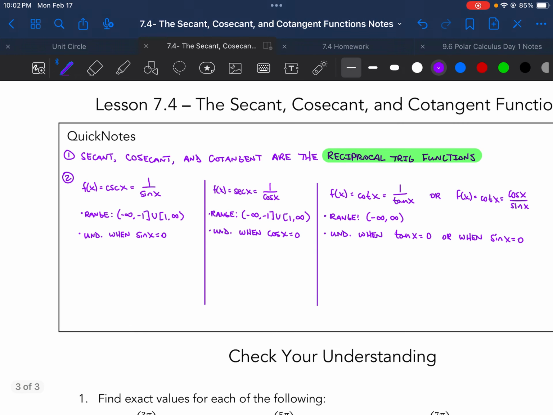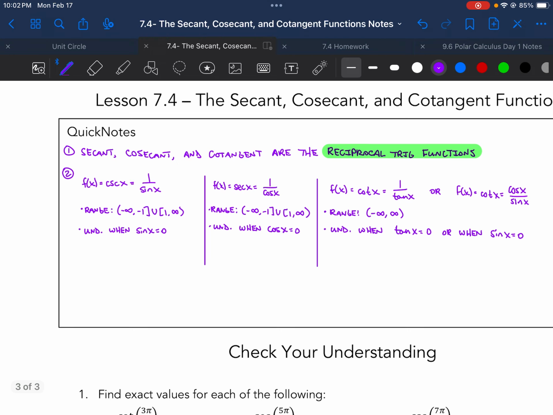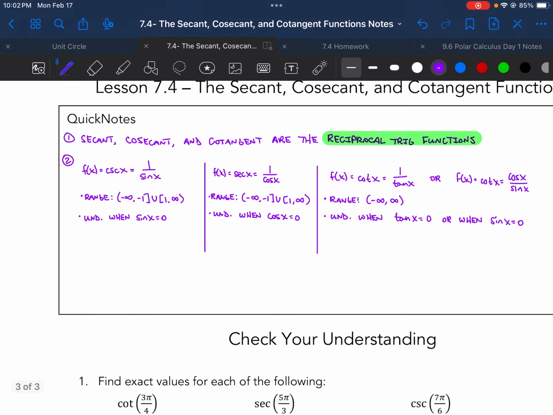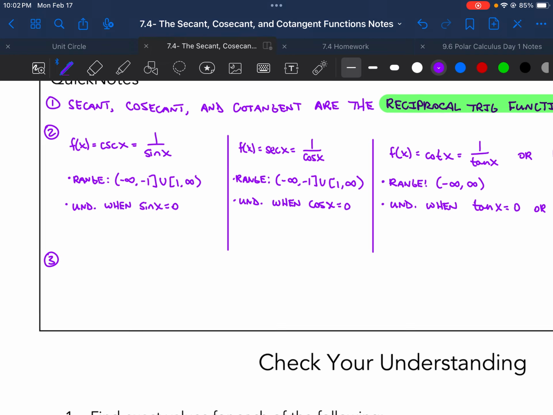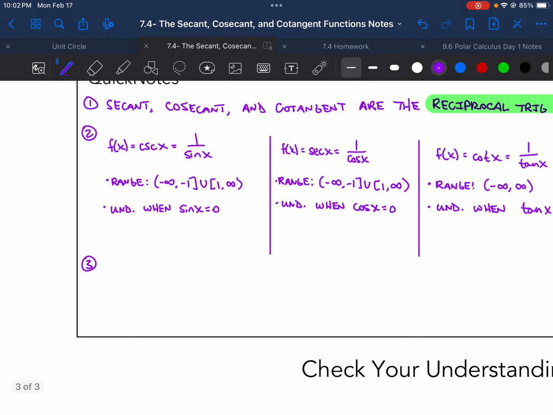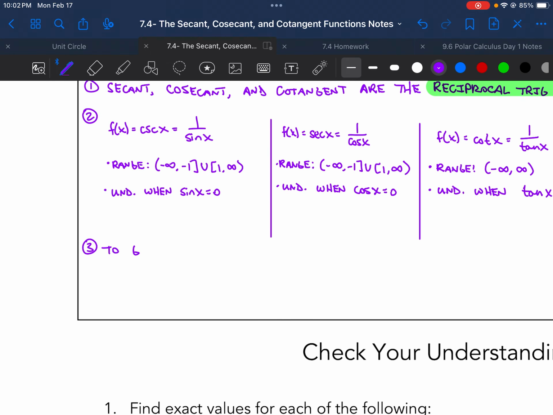Right. And let's see. Hopefully you have a little bit more space at the bottom. Last little note we'll put down here. It's a graph. Y equals cosecant of x, or y equals secant of x. Use the graph of the reciprocal and turn it inside out.